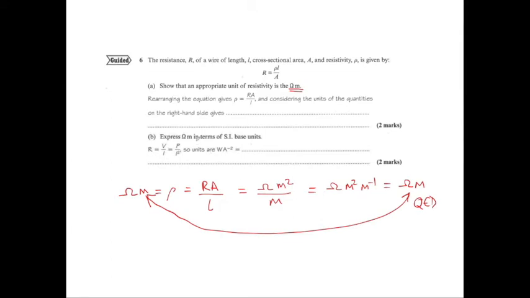Right, express ohm meters in terms of base units. So we need to change ohm meters into the kg, m, s, all that sort of stuff. So what is the ohm then? Well, we know the ohm is R equals V over I, that's how we define the ohm, voltage over current. And we know that voltage is basically E over Q.